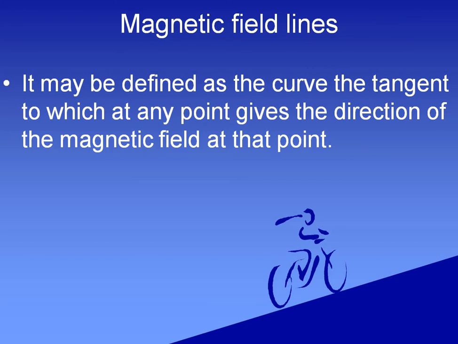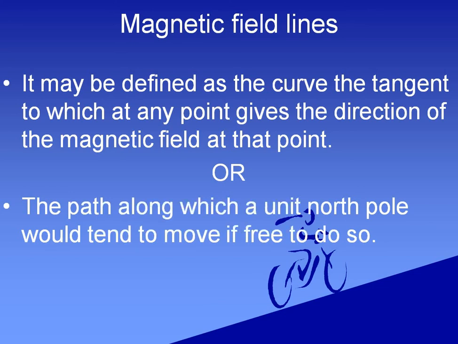Is it clear? One more definition is there. We can define it in this way also: the path along which a unit north pole would tend to move if free to do so. I told you already, we cannot isolate a unit north pole, but for the definition's sake we are saying it like that. The path that a unit north pole would take in a magnetic field is the magnetic field line. Either definition you can study, whichever is convenient to you.